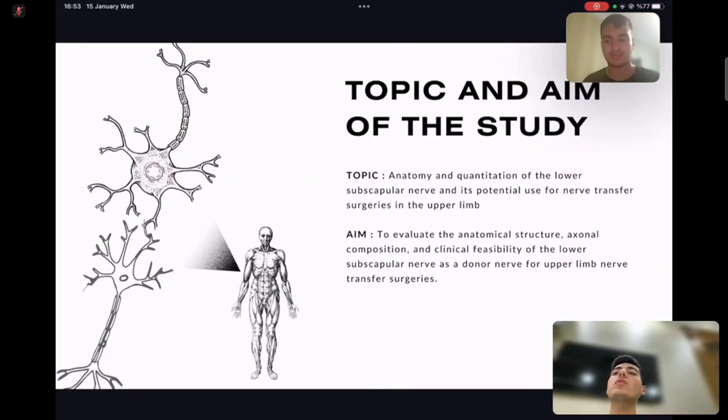And let's begin with topic and aim of our study. Our topic is anatomy and quantitation of the lower subscapular nerve and its potential use for the nerve transfer surgeries in upper limb. And our aim is to evaluate the anatomical structure, axonal composition, and clinical feasibility of the lower subscapular nerve as a donor nerve for upper limb nerve transfer surgeries.